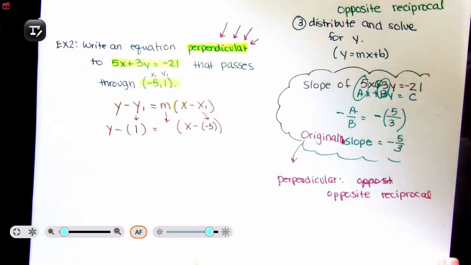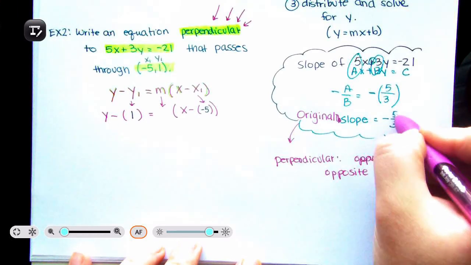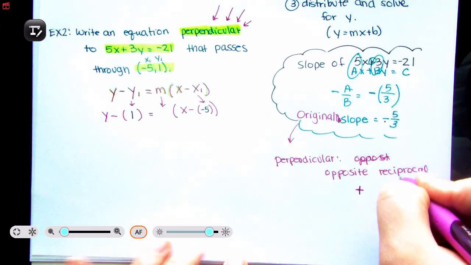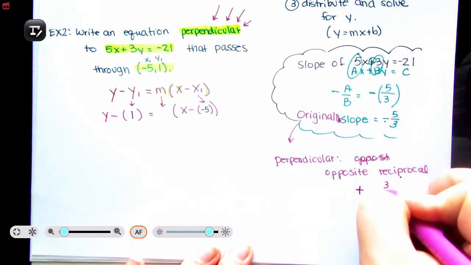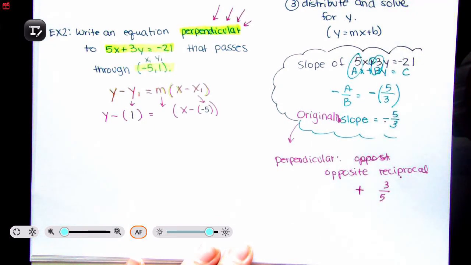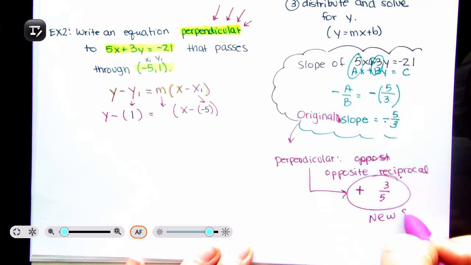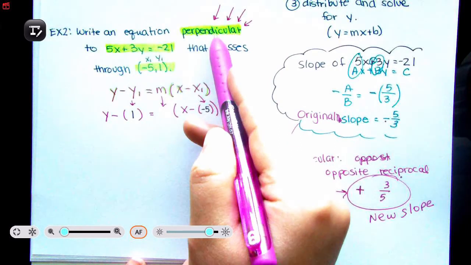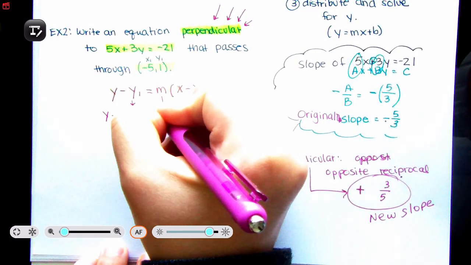Okay, so the opposite of our original slope. So our original is negative 5/3. So the opposite of a negative 5/3 would be a positive. The reciprocal of 5/3, again, we're taking that fraction and we're flipping it. So the 3 was on bottom, now it's on the top. 5 was on top, now it's on the bottom. So this is your new slope. Your new slope is what you're going to plug into here because we want something that's perpendicular. So the new slope is 3/5.